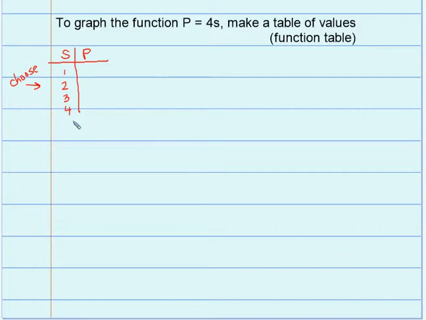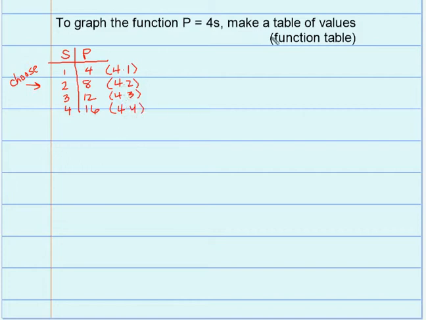Okay, so we picked our side length values, or our values for S. Now we're just going to substitute these into the formula, into our function, and get our output. So if I put 1 in for S, 1 times 4 is 4. If I put 2 in, I get 8. If I put 3 in, I get 12. And if I put 4 in, I get 16. And that's because 4 times 1, and this was 4 times 2, and this was 4 times 3, and this was 4 times 4. Okay?